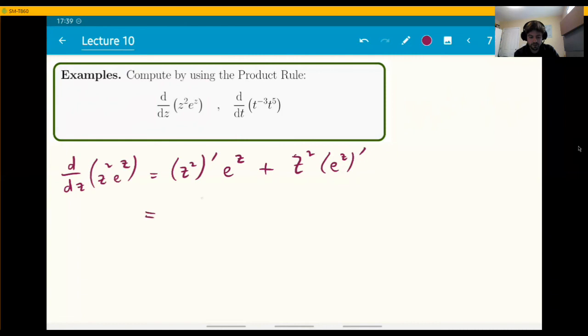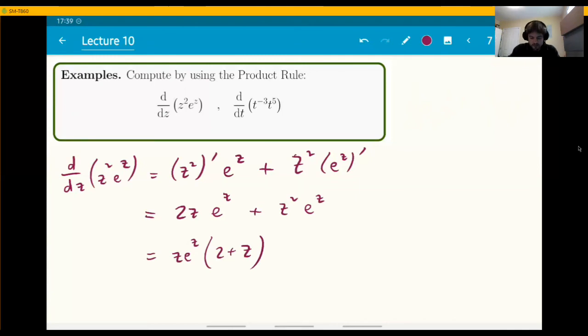Z squared prime is 2z, power rule, times e to the z. Now z squared times e to the z prime is just e to the z. The derivative of exponential is itself. So that's your answer, or you can also factor like a z and e to the z if you want: 2 plus z. Just if you needed to factor this expression for some reason. That's the derivative.